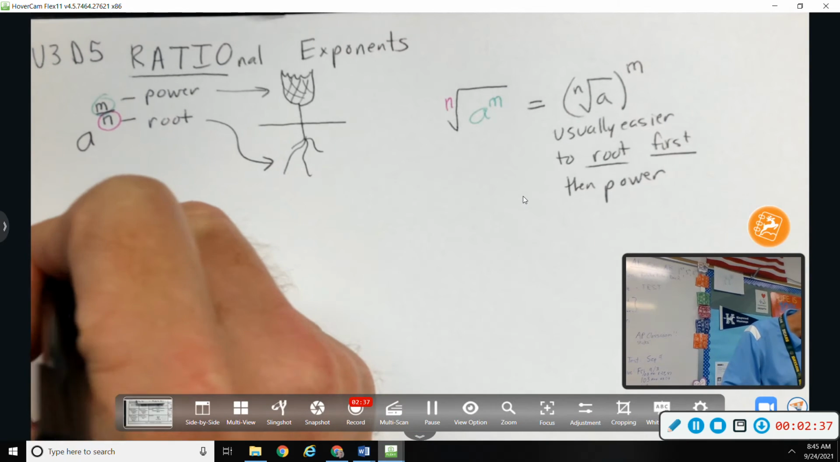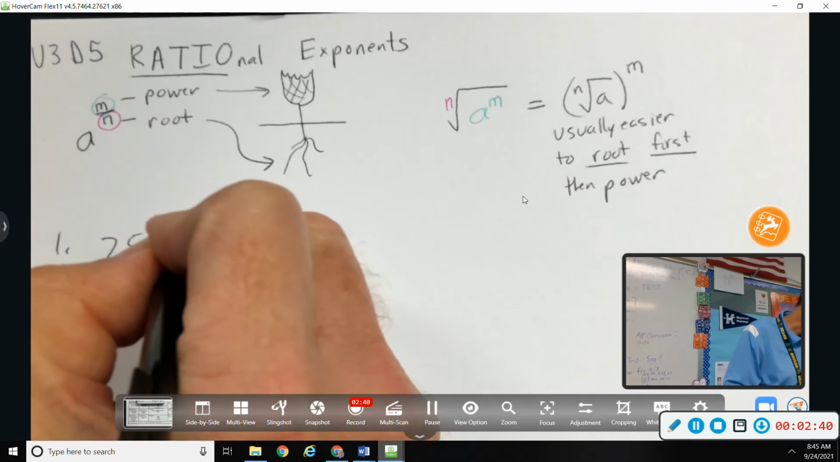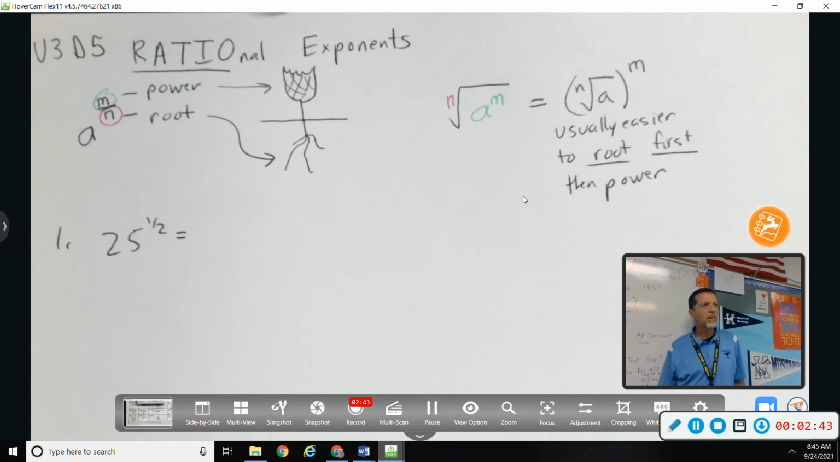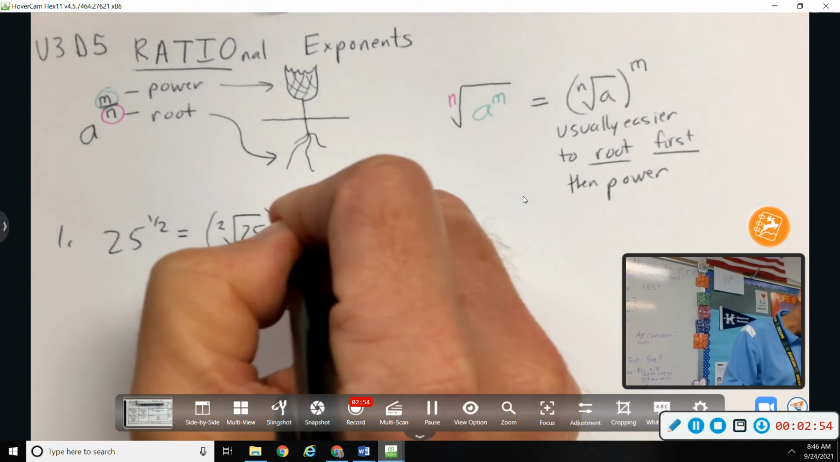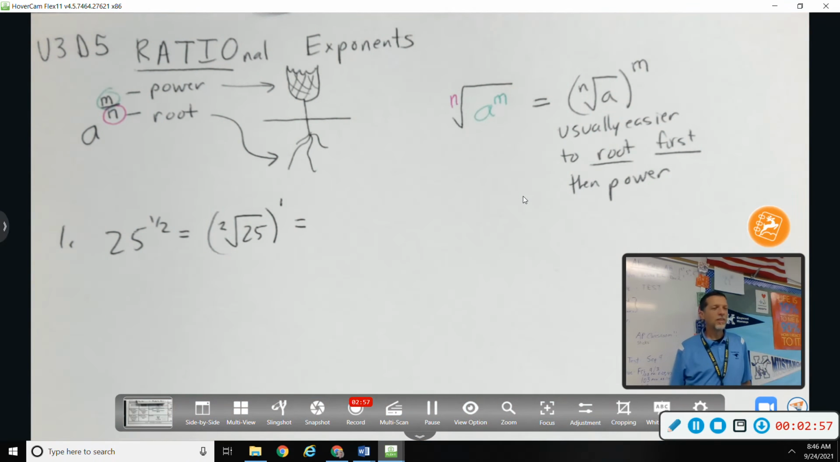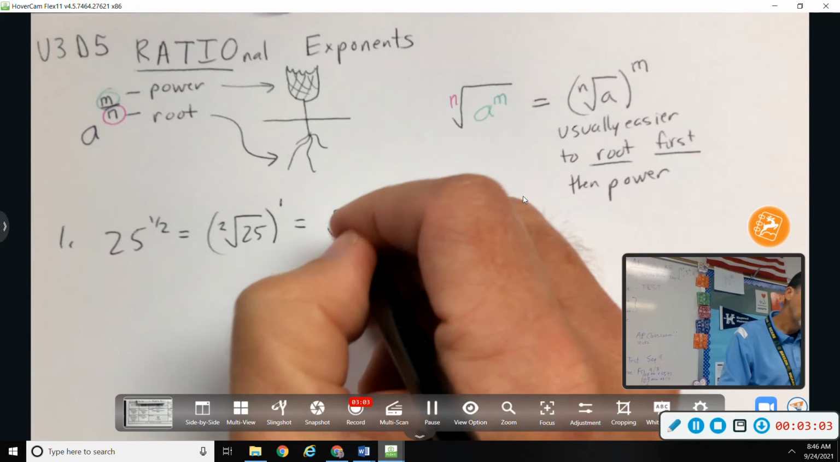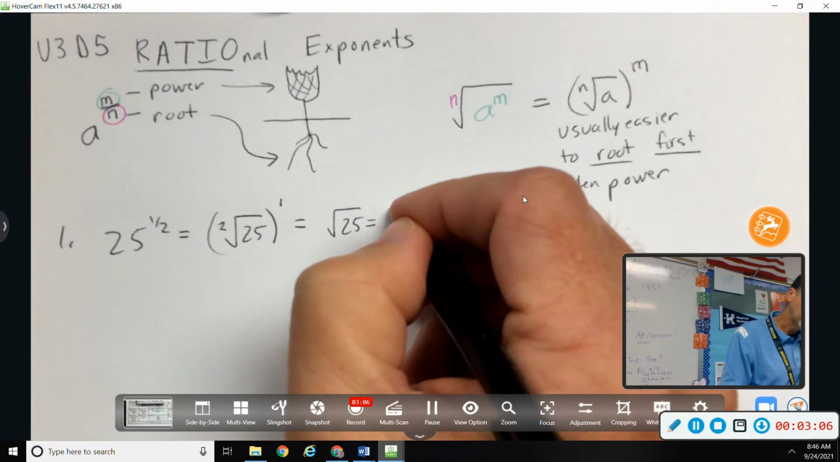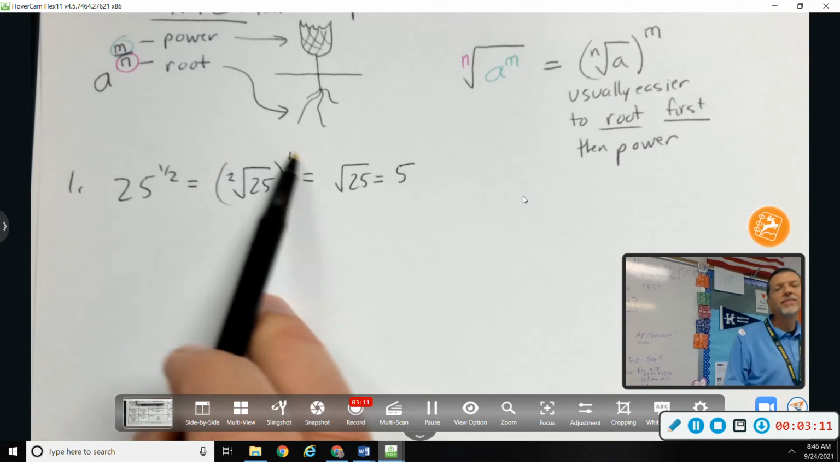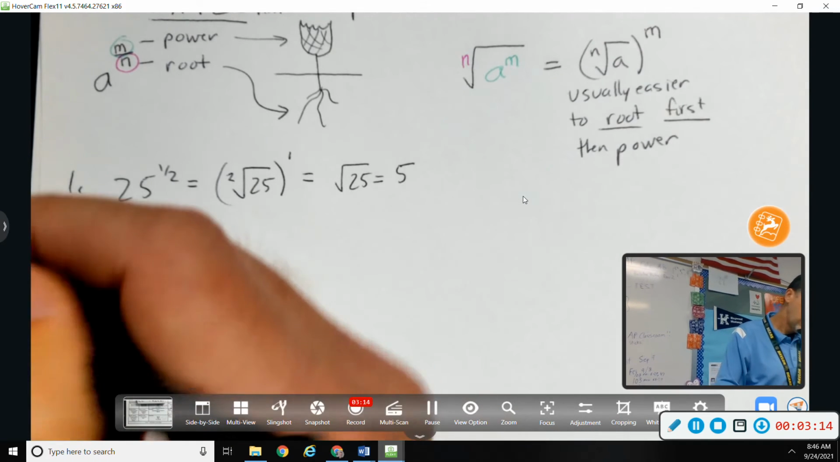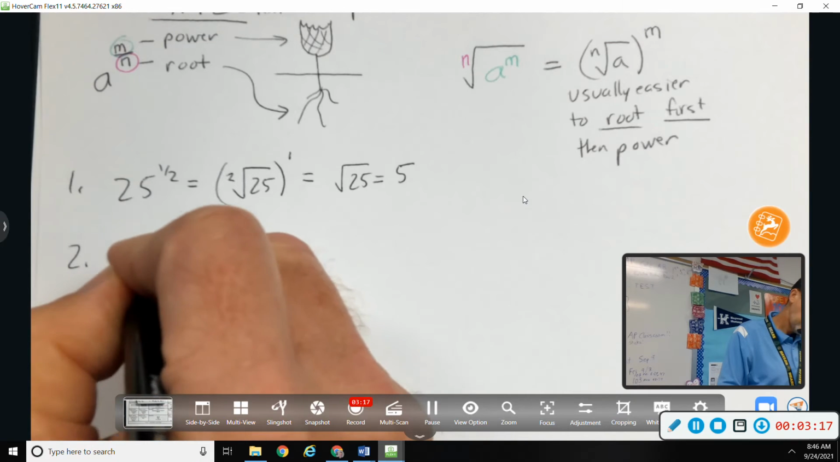Let's do some examples. So 25 to the 1/2. Start off easy here. So what's the root? 2. And what's the power? 1. It's a little bit overkill to write it like that, but that's what it means. Take the square root of 25 and raise it to the first power. And what do you get? 5. I don't suspect anyone will ever show that step. The bottom one is the one that goes in the root.